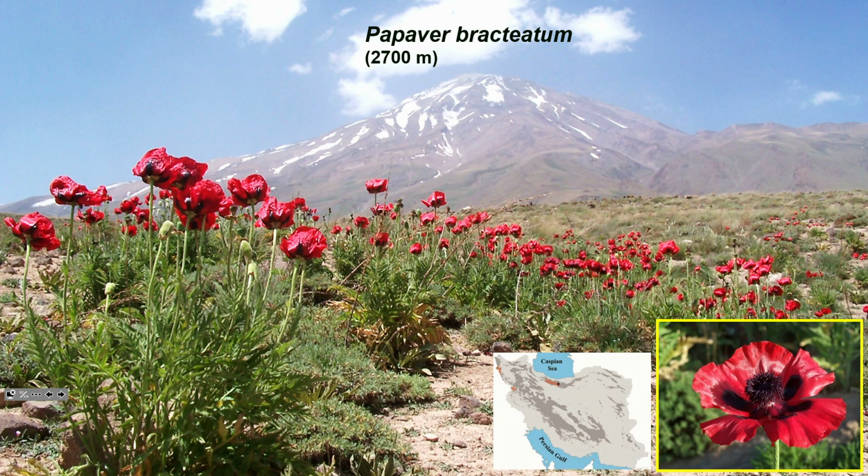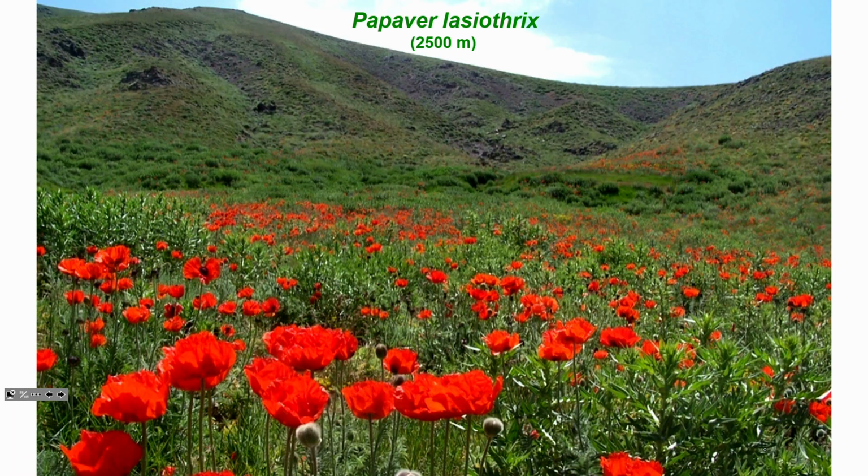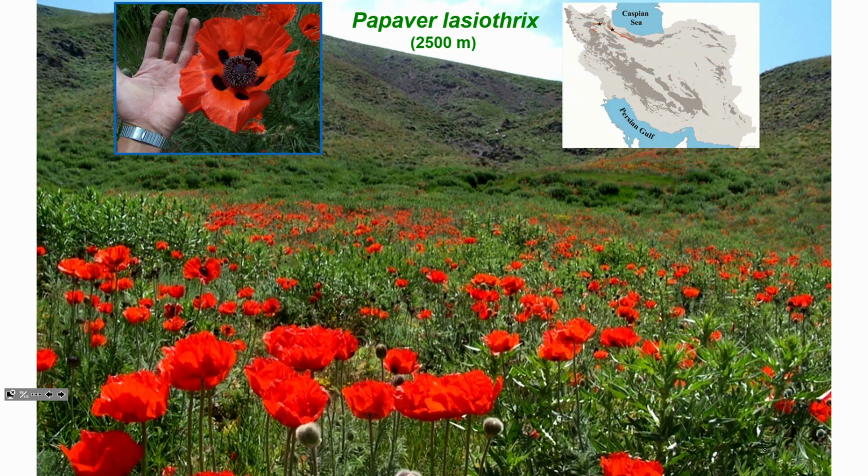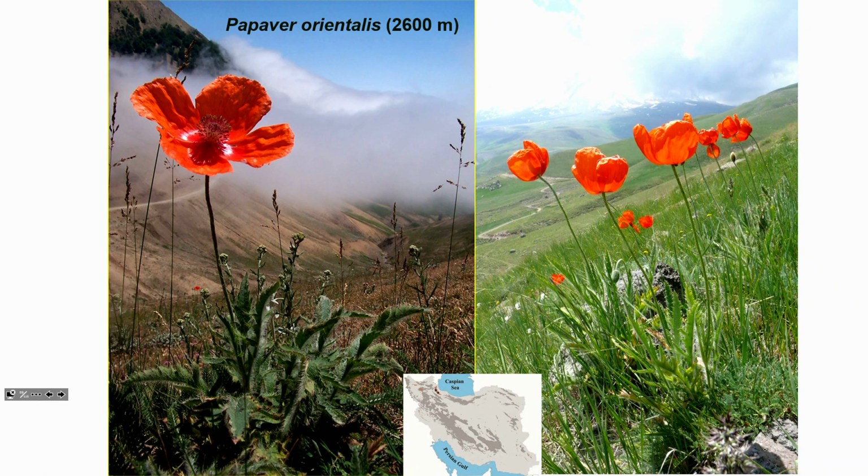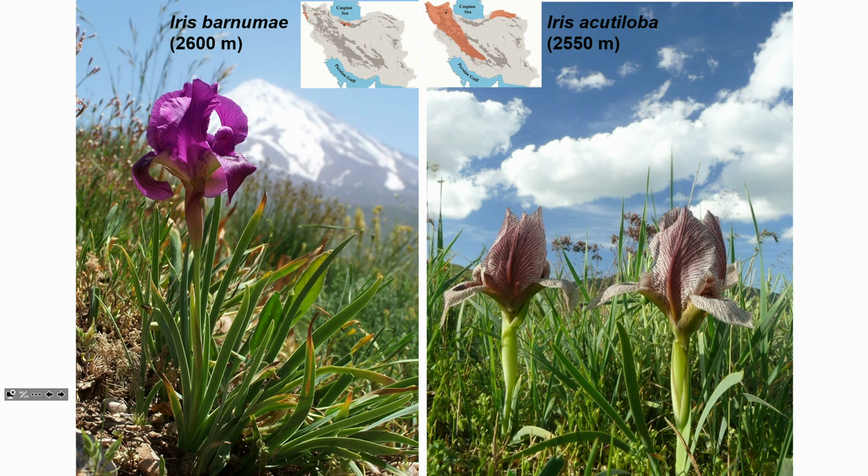And there are some beautiful species in this zone, Papaver bracteatum, Papaver lasiothrix. They are very big, huge papavers. And they are very close to Papaver somniferum. You probably know this plant, yeah? And local people also use it. The quality is not so good, but still you can use it. And this is also Papaver orientalis, a bit smaller than the others. Yeah, Iris barnumae and Iris acutiloba, a few iris species which are in high elevation.